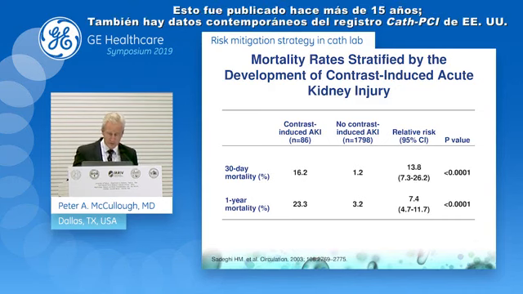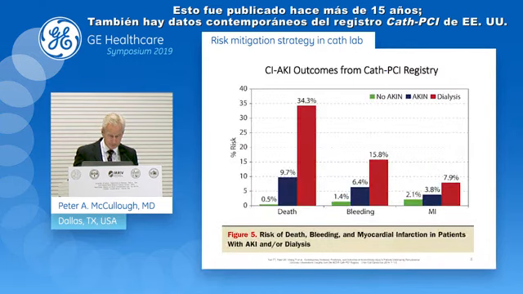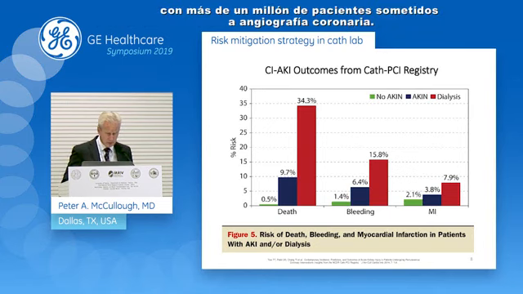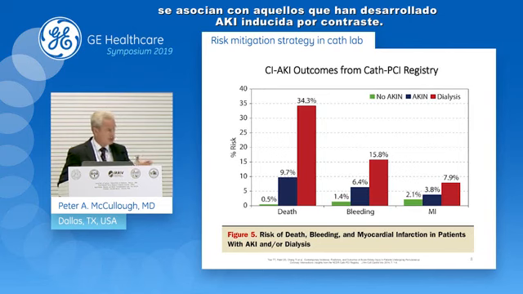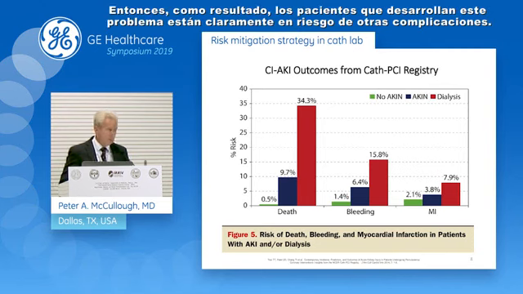Now this was published over 15 years ago, and if we fast forward to contemporary data from the US CathPCI registry, where there are over 1 million patients that have undergone coronary angiography, you can see a sharp relationship. AKIN stands for acute kidney injury. You can see that death, bleeding, as well as recurrent MI are associated with those who develop contrast-induced acute kidney injury. So by proxy, the patients who develop this problem clearly are at risk for other complications.